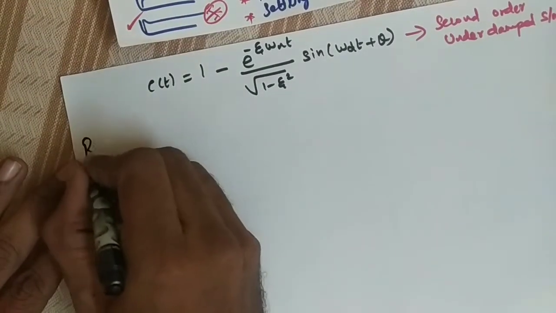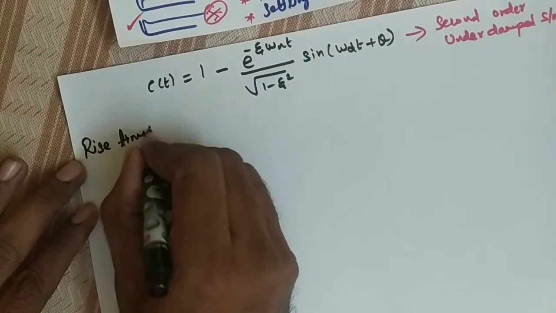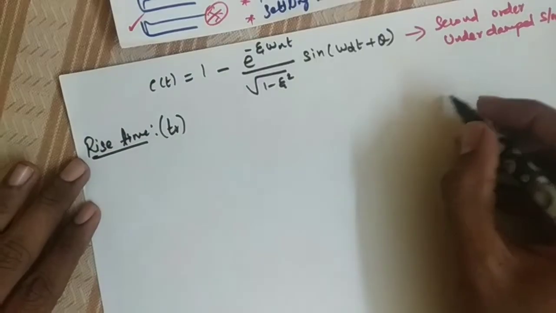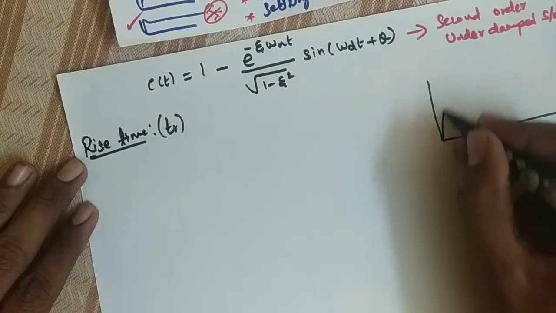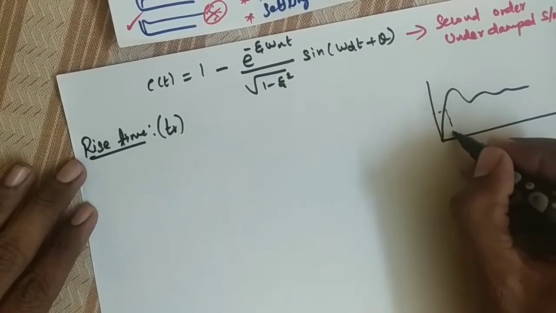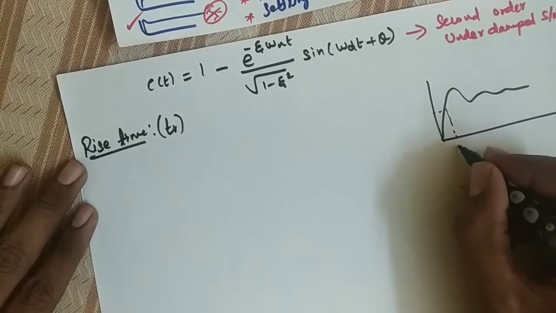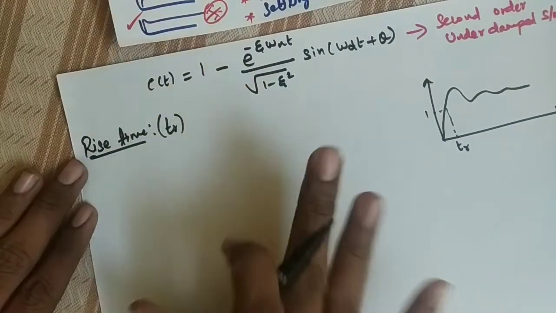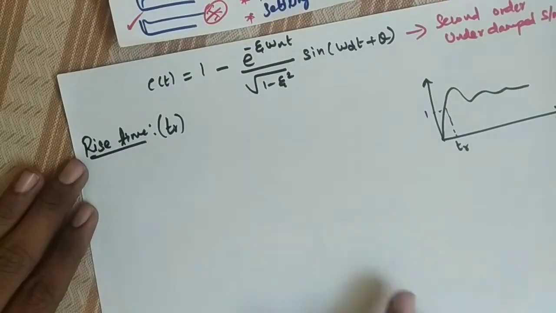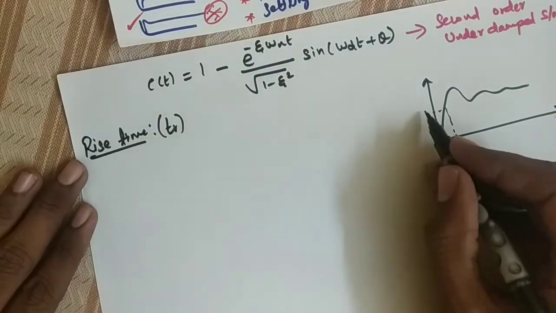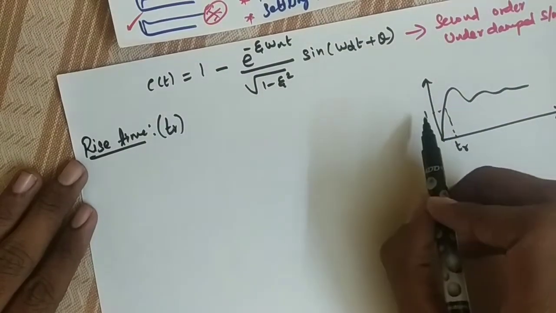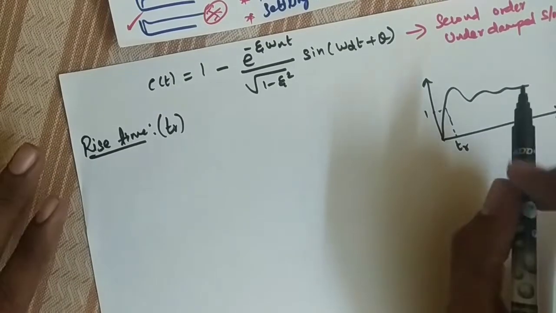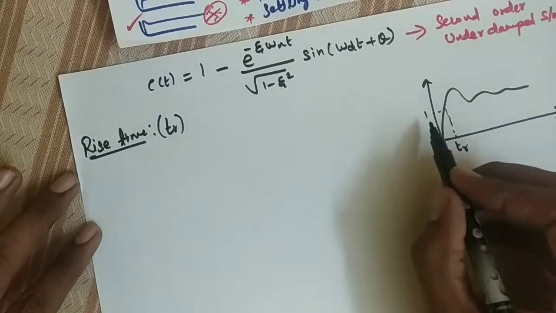Right now, the first one is rise time, tr. So we know that tr is nothing but the time to reach the final value. Here the final value is nothing but 1. We are considering this derivation for the unit step response of a second order underdamped system, so consider the final value as 1. Because we are giving a unit step input, the system should settle at output 1. So the final value is 1.